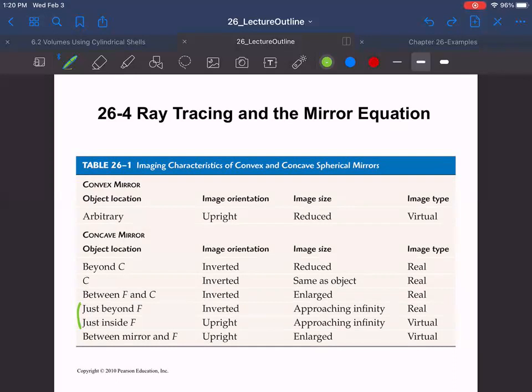We did just at F. So just before you get to F, it's staying that upside down real image, but it's very big. Like I said, it gets bigger, bigger, bigger, and then you get to F and it becomes that blurry mess with no image. Then as soon as you go inside the focus, it suddenly is upright and it starts to look good, and you see a nice virtual image between the mirror and the focus, okay? So it's up to you if you want to try and memorize all that, or if you just want to get good at understanding it with the ray diagrams, okay?